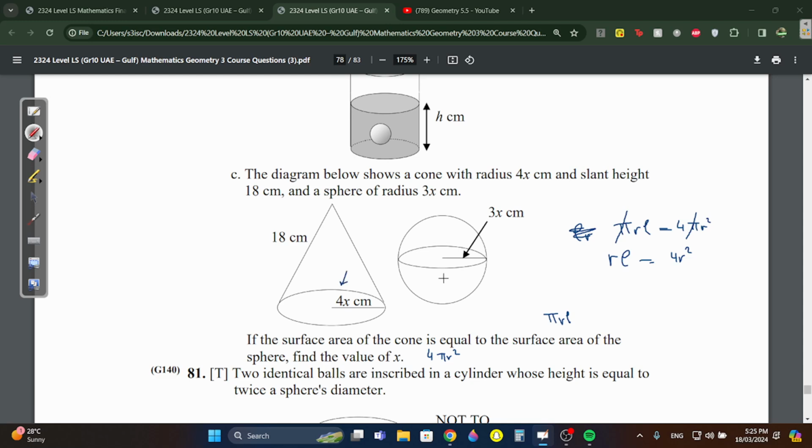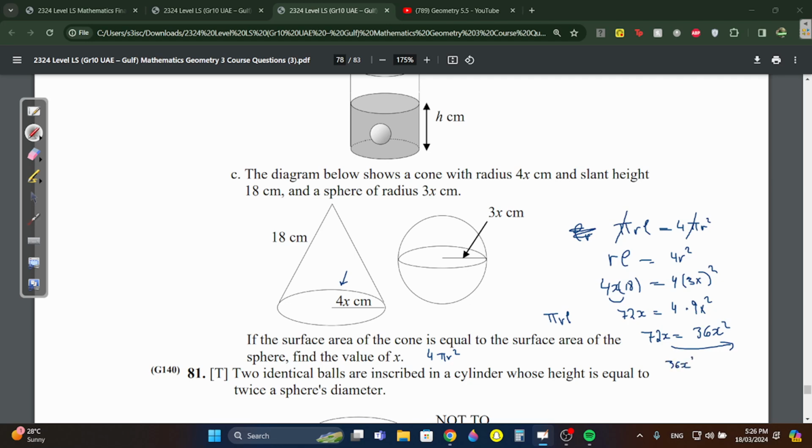The radius of the cone here is 4x, and L is 18, equals 4 times r squared, where the radius of the sphere is 3x, so (3x) squared. Let's simplify. 18 times 4 is 72, so 72x equals 4 times (3x) squared. 3x is the radius, so square it, and the square is outside. So (3x) squared is 9x squared, and you have that 4 outside, so times 4. So 72x equals 36x squared.